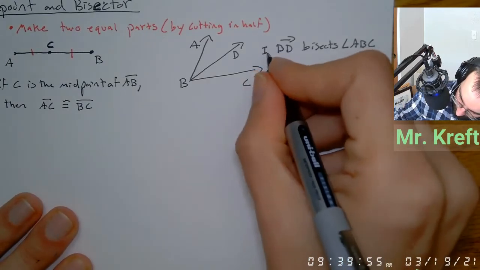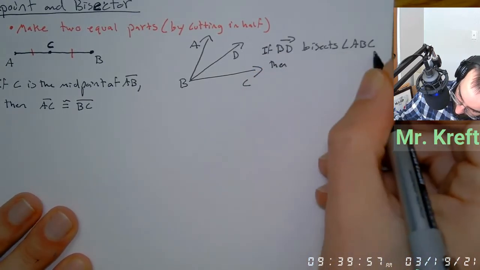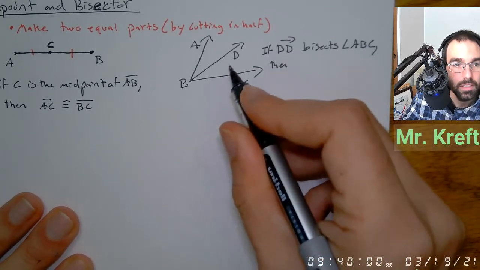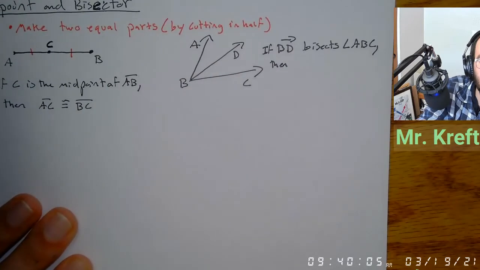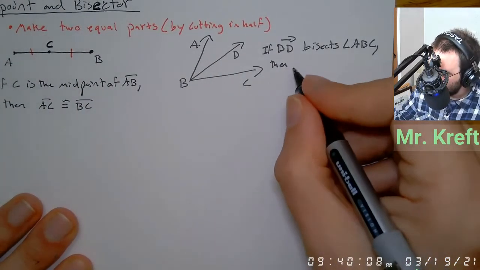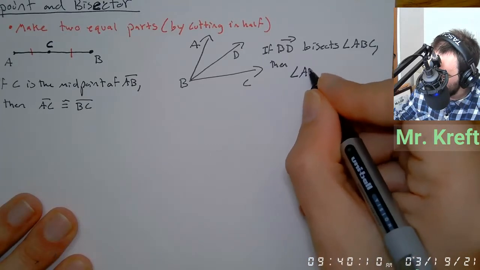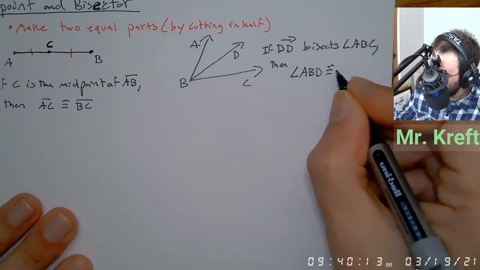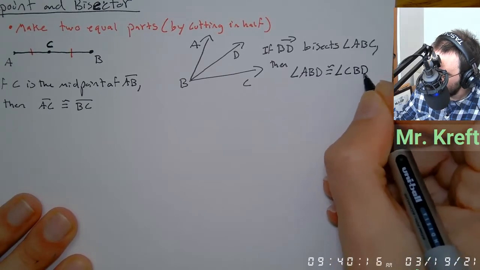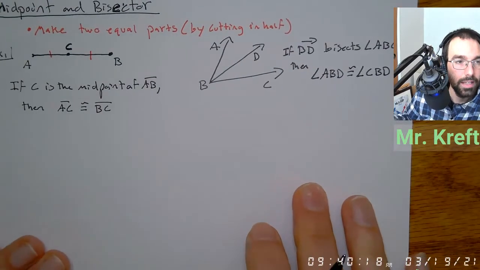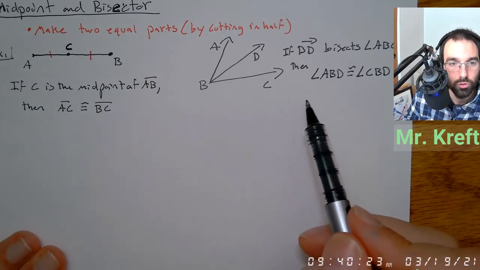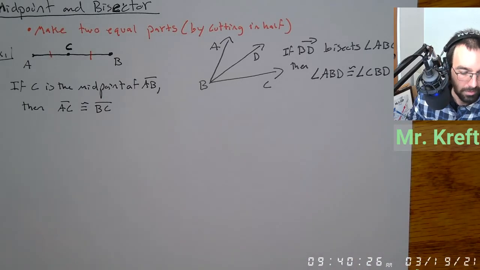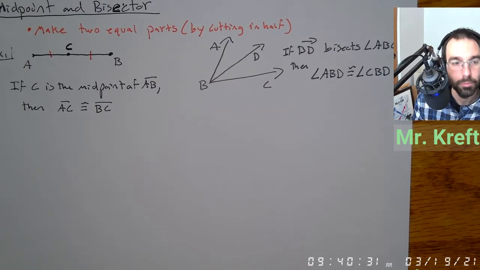Okay. We should put an if. Then, right? So if ray BD bisects angle ABC, is this kind of fuzzy? It's always fuzzy in that corner. Okay. Then I know that angle ABD is congruent to angle CBD. So again, notice how whether it's a midpoint or a bisector, I'm going to end up with two congruent parts.